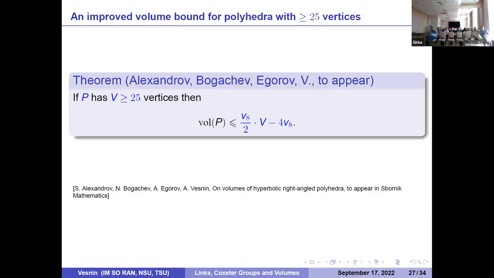Okay, so it's up to 22 vertices, and the question was what will be beyond that, and we obtained a new upper bound in the paper joint with Andrei, who will give a talk later. This paper, on volumes of hyperbolic right-angled polyhedra, you can find on arXiv. It will appear very soon in the Bonn Mathematics. So we improved the upper bound for a very big number.